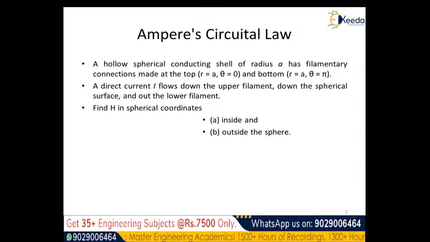So now, first of all, what is the situation provided in this problem that we are going to visualize with the help of an illustration that we are going to draw here? We have a hollow spherical conducting shell of radius a. It is mentioned r equals a, theta equals 0, theta equals pi. These are all the conditions that call for the spherical coordinate system.